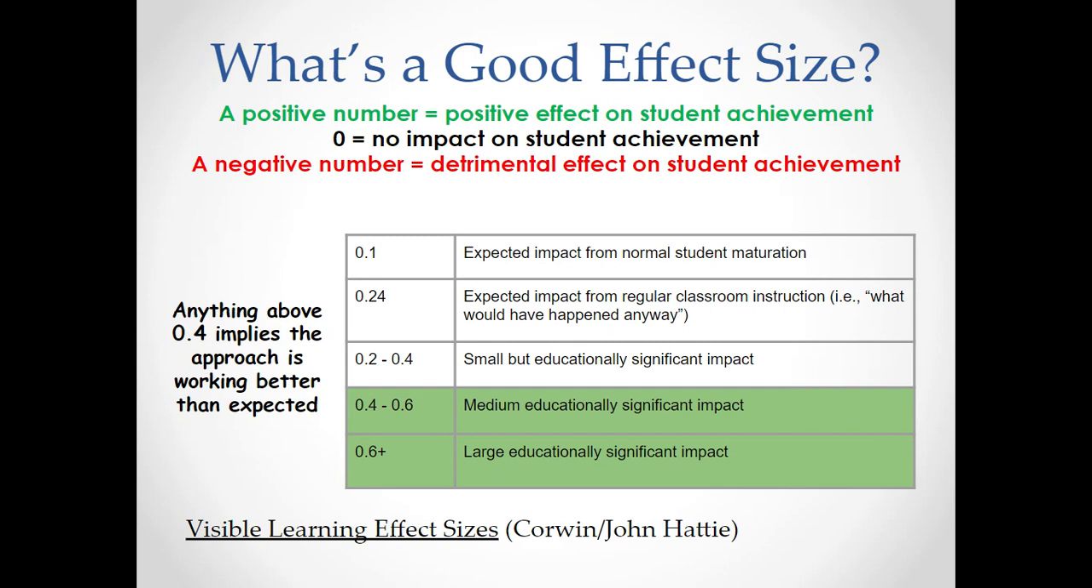So between the 0.2 and 0.4 range, we're looking at a significant impact, but it's small. So really we want to try to go higher than that. So when we're looking at the effect size of certain practices, we really want to be looking at things that are at 0.4 or above.